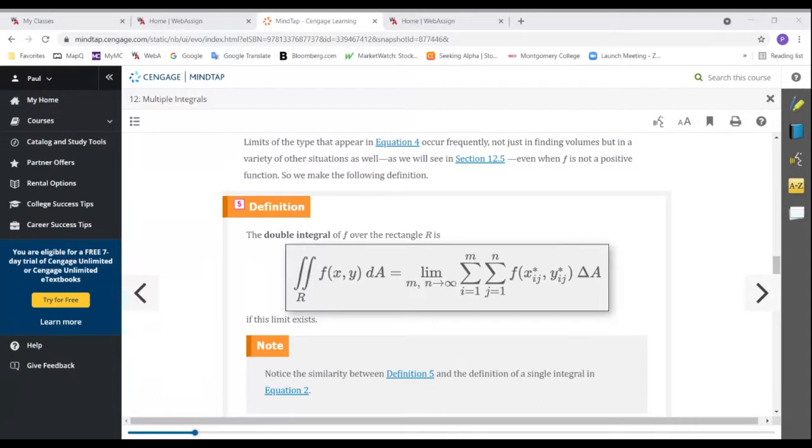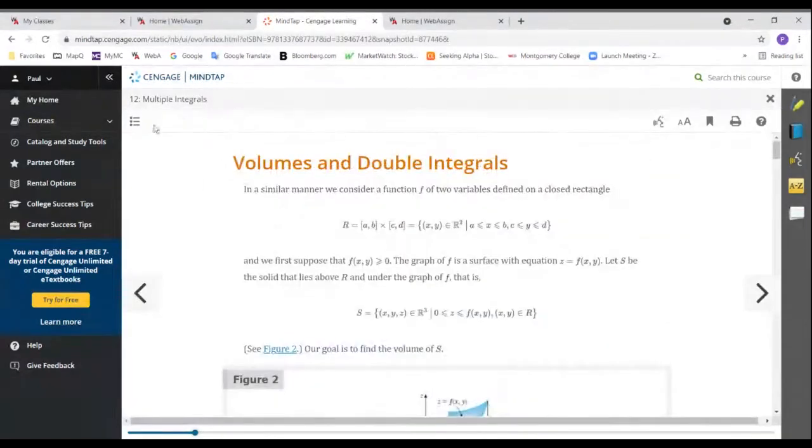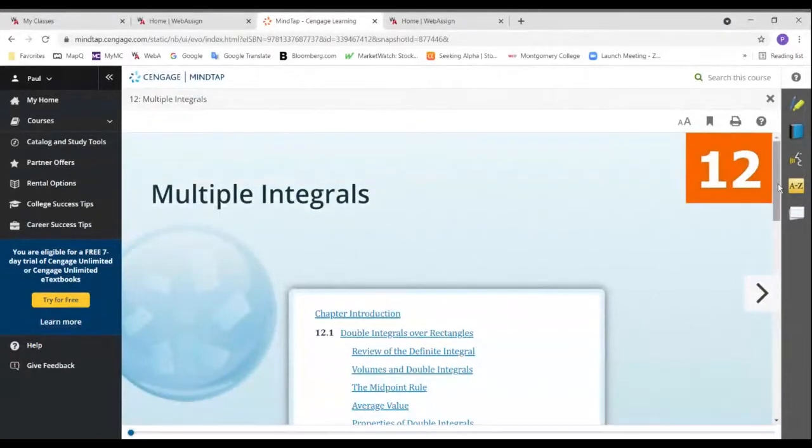But what if we wanted to find the exact volume underneath the surface? How would we do that? Well, that's where we get into sections 12.2 and 12.3. So 12.2 deals with what's called iterated integrals. And what I want to do is go right to figures 1 and 2 in section 12.2 to help make this comfortable for you. Okay, so let's go into 12.2.